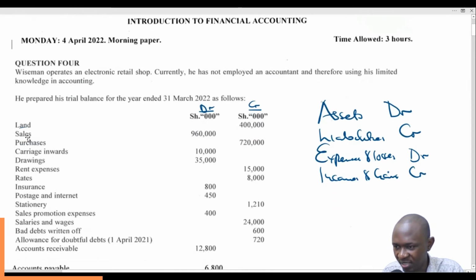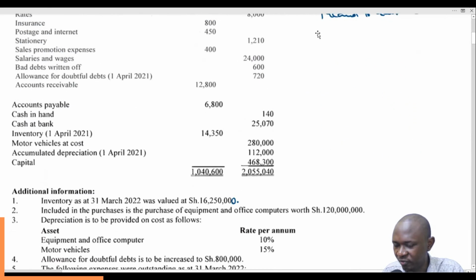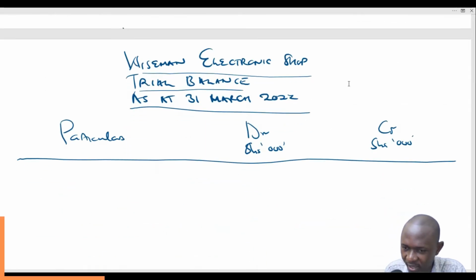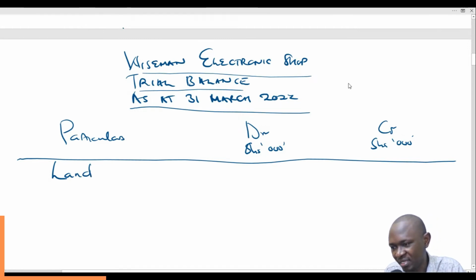So then we start. Land, 400,000. We come here, we write land, and the amount is 400,000. Is land an asset or a liability? Land is an asset.